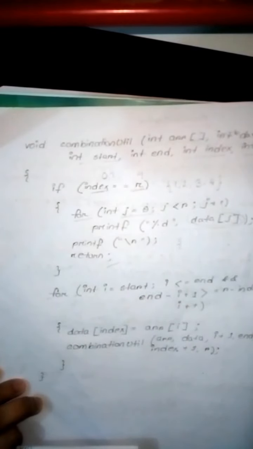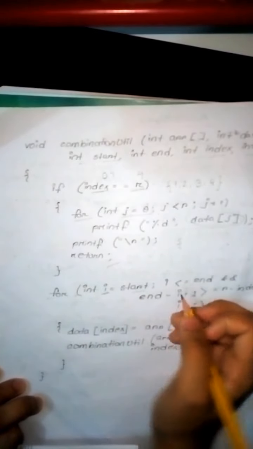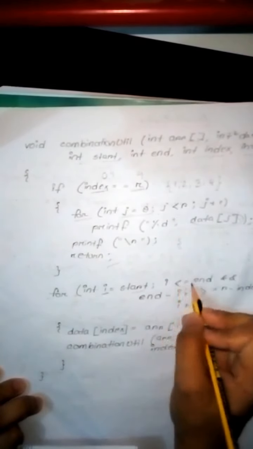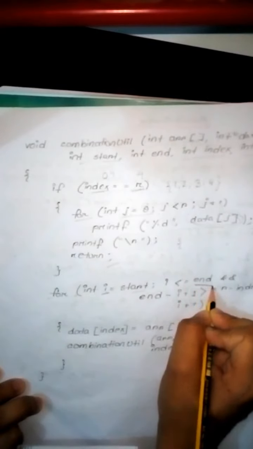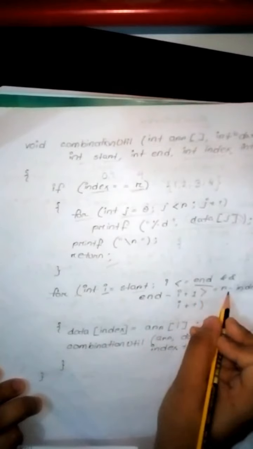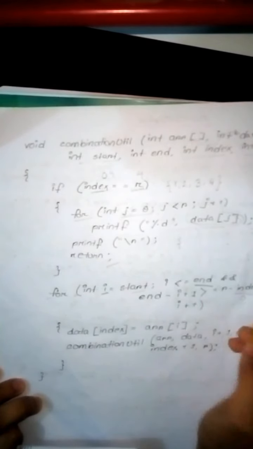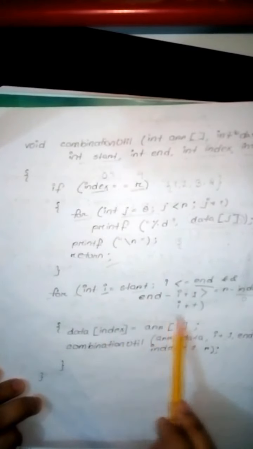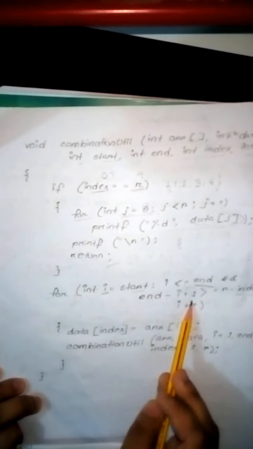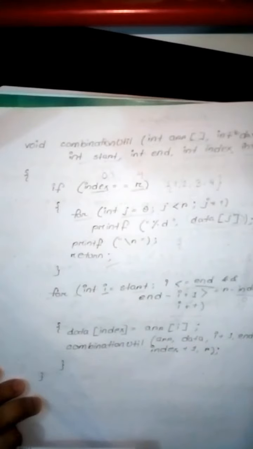in which we are going to name a variable i, where i is equal to start, and until i is less than or equal to end, and end minus i plus 1 is greater than or equal to r minus index. Here, for the first time, index is 0. It will go through this process, and then it will increment, and until this condition is satisfied, the for loop will keep running.